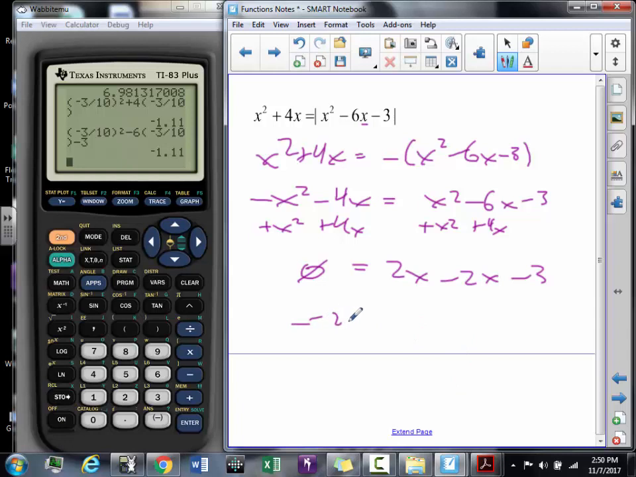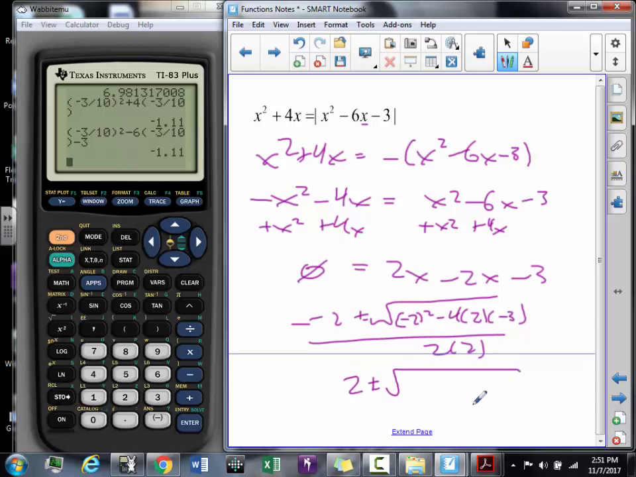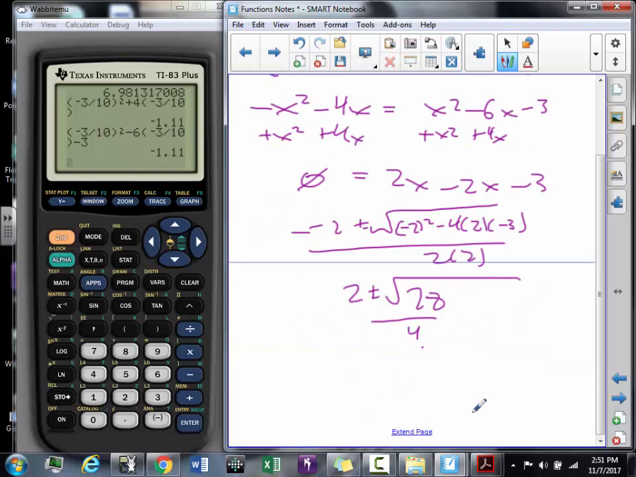It's going to be negative 2 plus or minus the square root of 2 squared minus 4 times 2 times negative 3, all over 2 times 2. What is that? 4 plus 24, root 28. You get 28 too? No, I just got lazy.